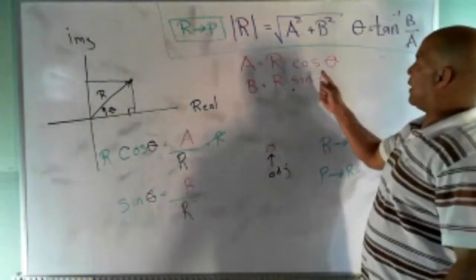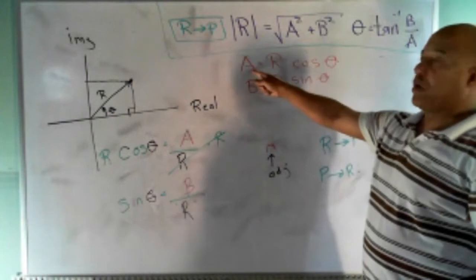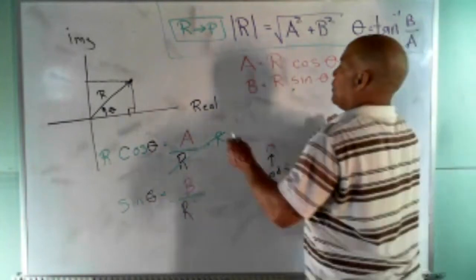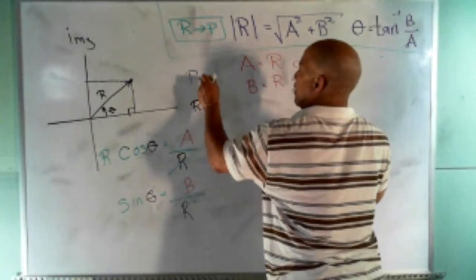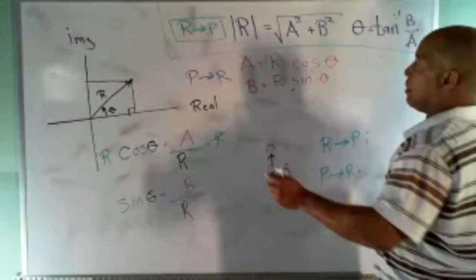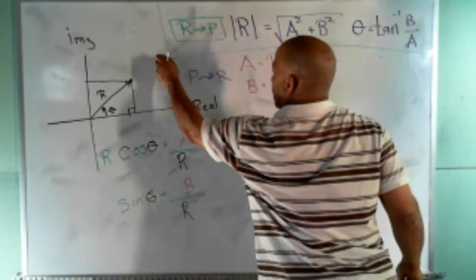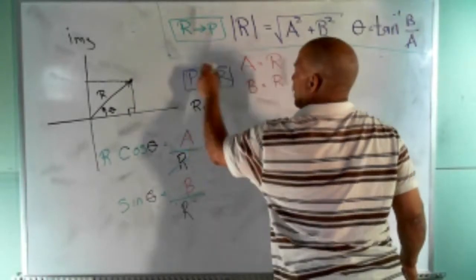Here I know R and I know the angle, and I want to find the real part and the imaginary part. So this takes me from polar to rectangular. So you want to learn the formulas. They can be pretty important.